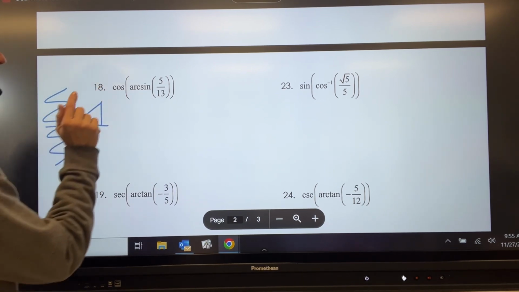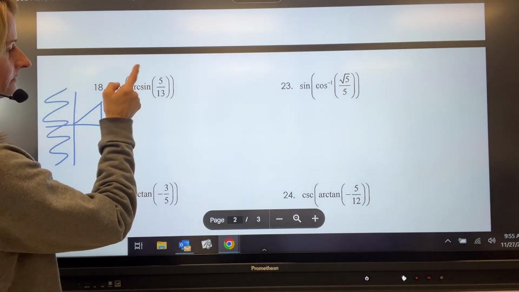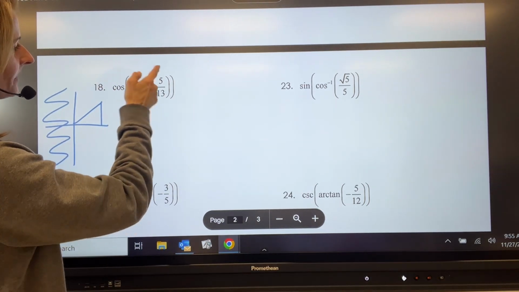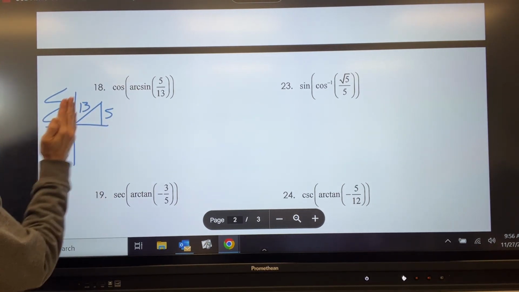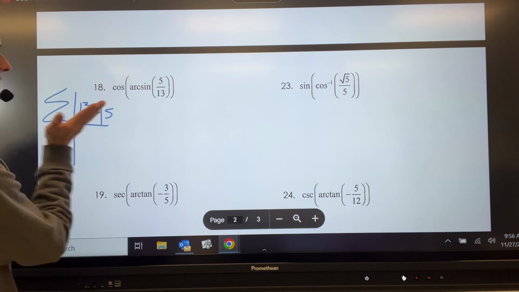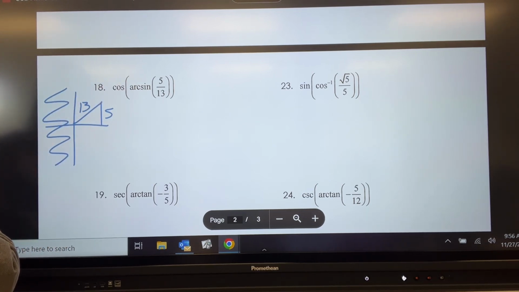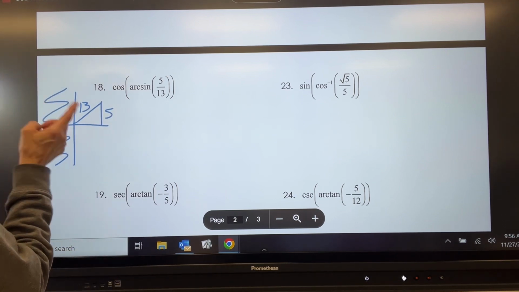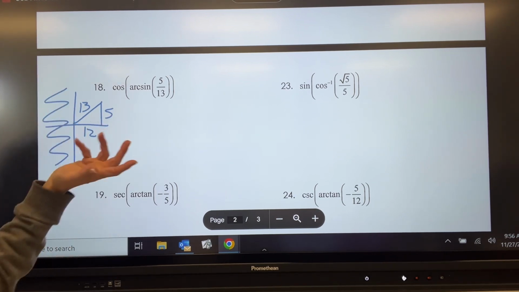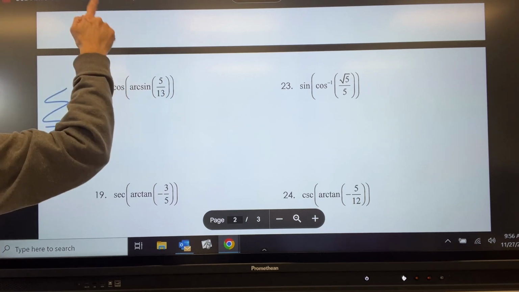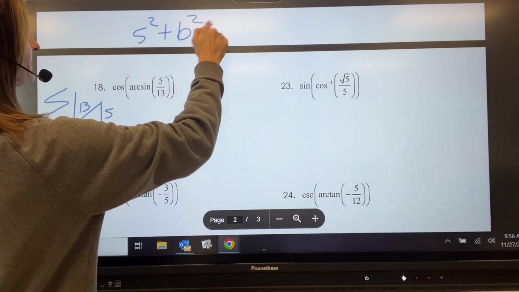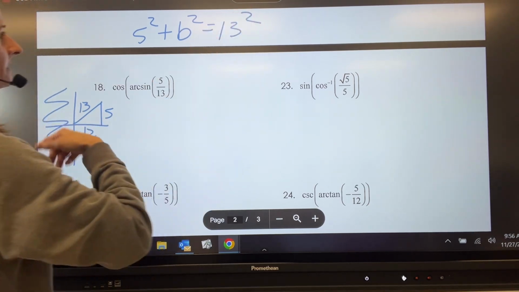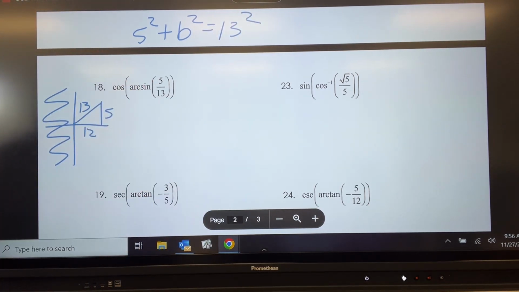All right, so sine is opposite over hypotenuse, or you can look at that as y over r. Now we Pythagorean theorem it, and we know this is a 5, 12, 13 triangle, but if you did Pythagorean theorem, you'd get the same answer. You'd say 5 squared plus b squared equals 13 squared. You solve it and you end up with 12.